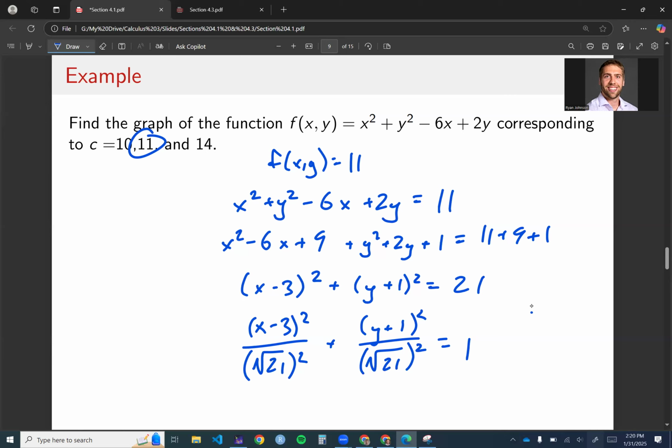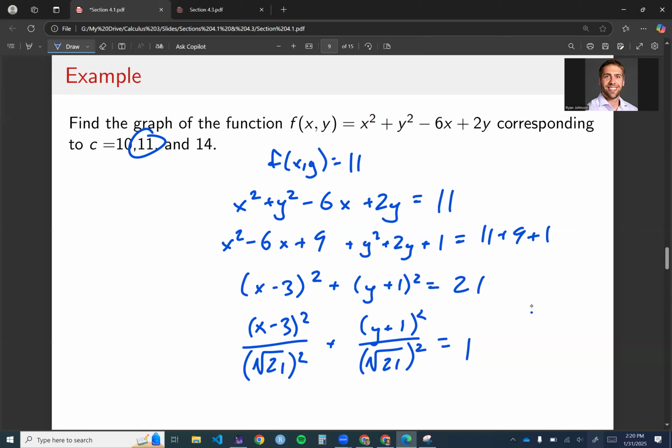If I were to try to graph this whole thing in 3 dimensions, what would it look like? It's a circle with a radius of square root of 21, but it goes to the right 3 and then down 1. Okay, so this guy is just one slice of my landscape. So it's like if I'm making my landscape and I slice it when z is 11, I get a circle that's off center. Okay.